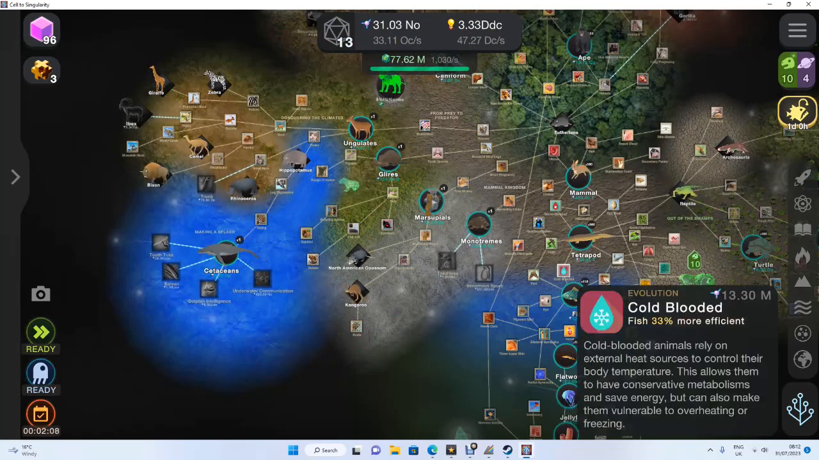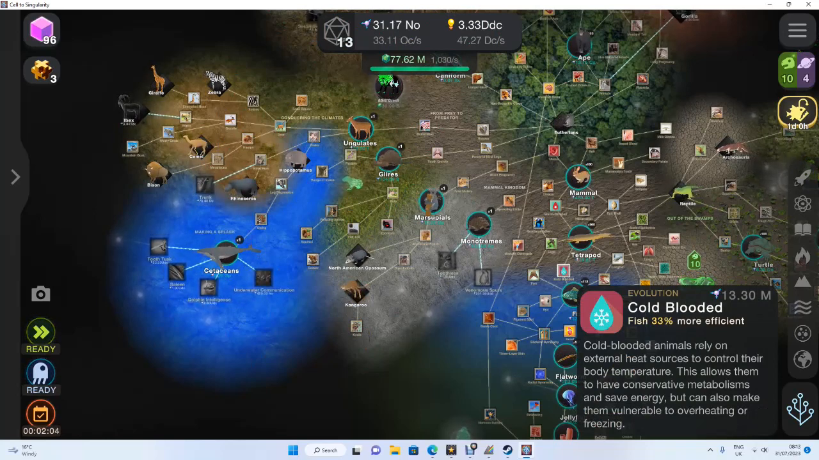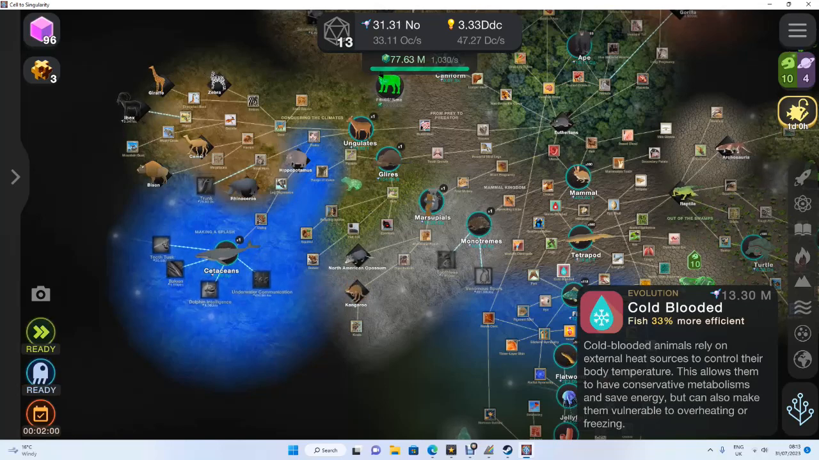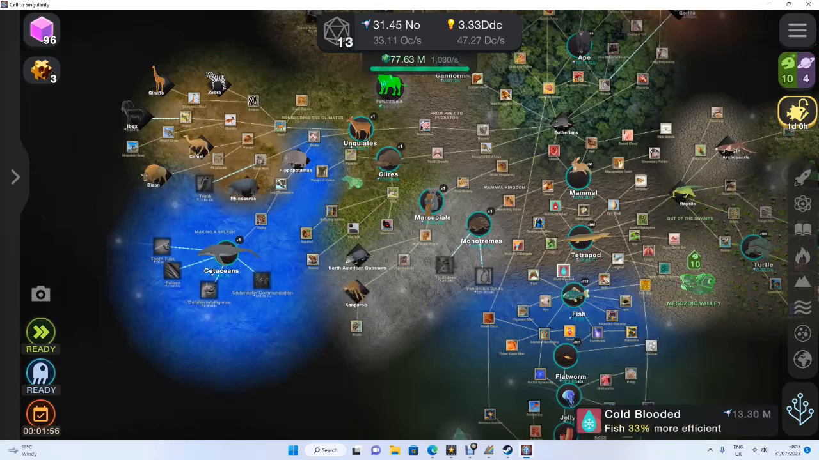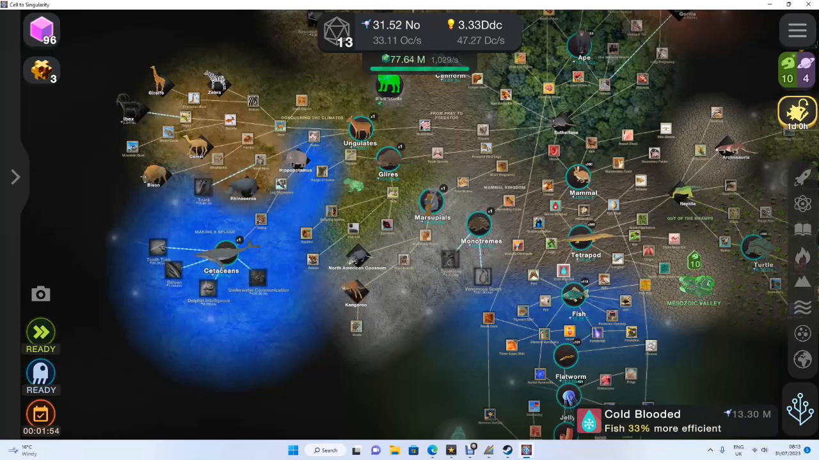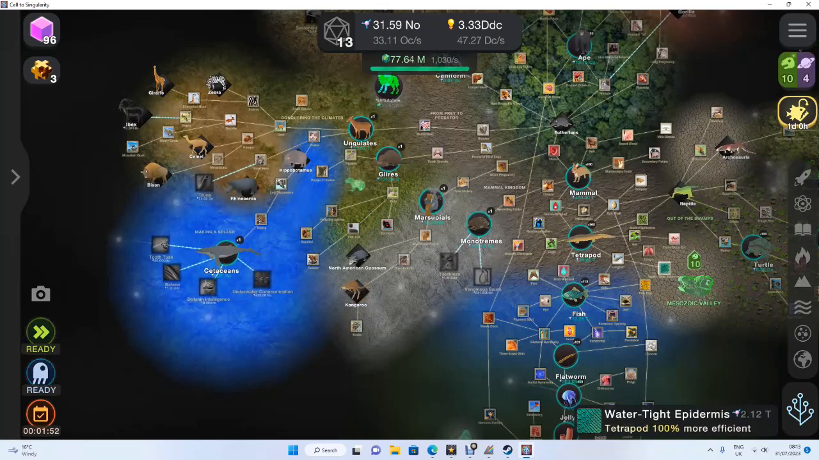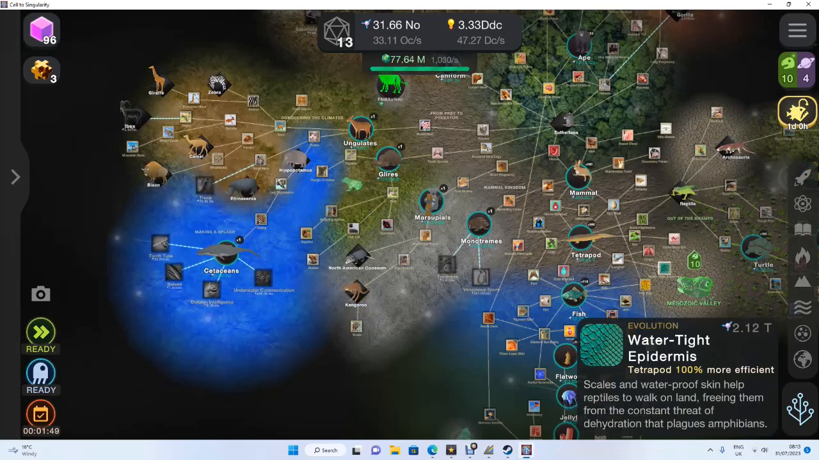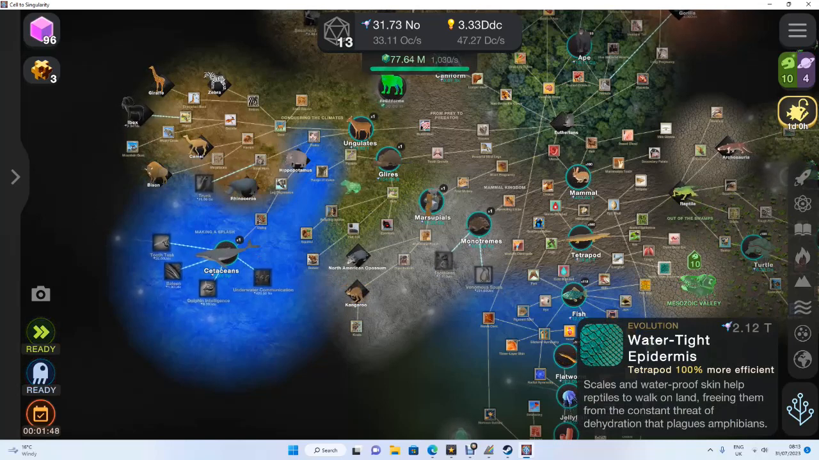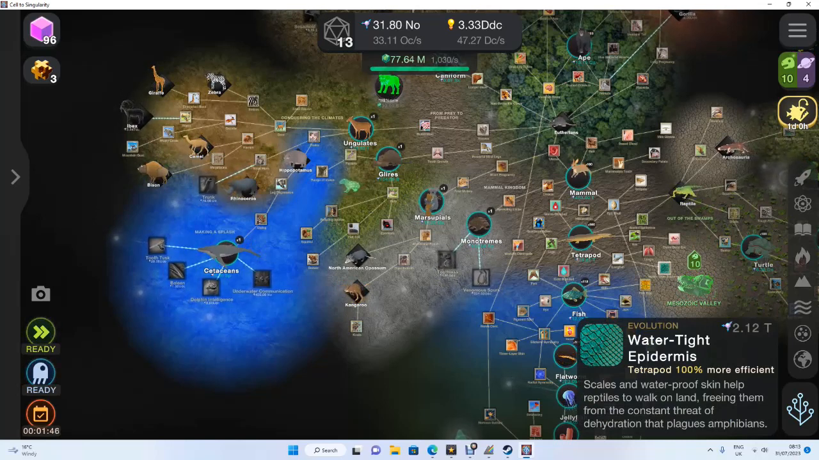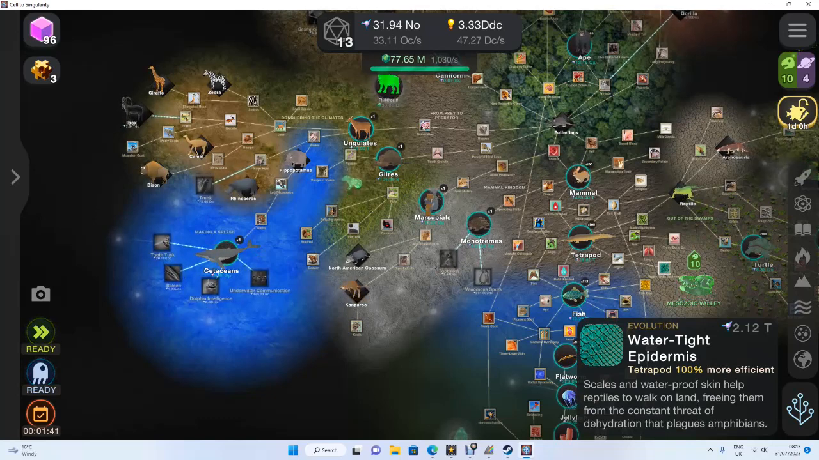Cold-blooded. Cold-blooded animals rely on external heat sources to control their body temperature. This allows them to have conservative metabolisms and save energy, but can also make them vulnerable to overheating and freezing. Cool. Watertight epidermis. Scales and waterproof skin help reptiles to walk on land, freeing them from the constant threat of dehydration that plagues amphibians.